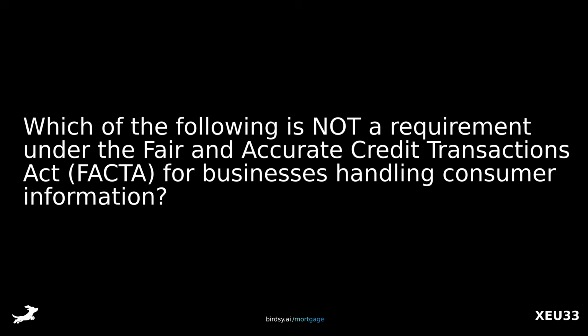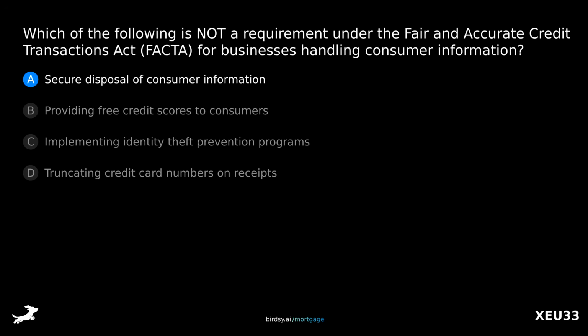Which of the following is not a requirement under the Fair and Accurate Credit Transactions Act for businesses handling consumer information? Is it A. Secure disposal of consumer information? B. Providing free credit scores to consumers? C. Implementing identity theft prevention programs? Or D. Truncating credit card numbers on receipts?